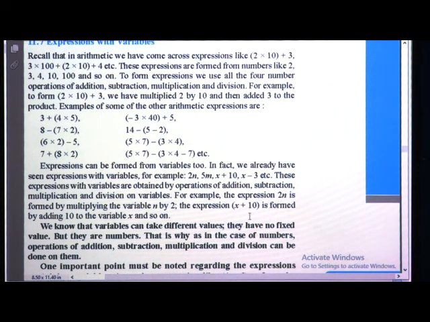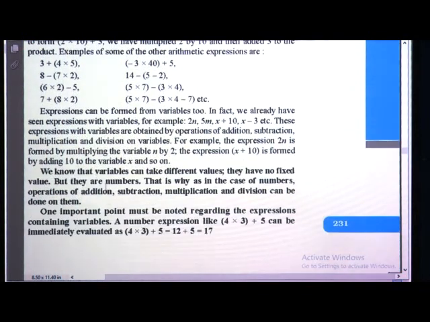The expression x plus 10 is formed by adding 10 to the variable x and so on. So, we need to find the expression x plus 10. What we have done here: 10 is added to the variable x. So, we got the expression x plus 10. We know that variables can take different values. They have no fixed value, but they are numbers. That is why, as in the case of numbers, operations of addition, subtraction, multiplication and division can be done on them. One important point must be noted regarding the expressions containing variables.